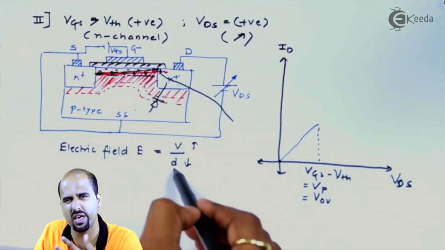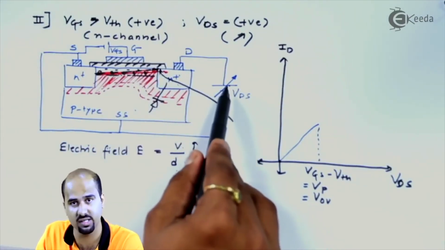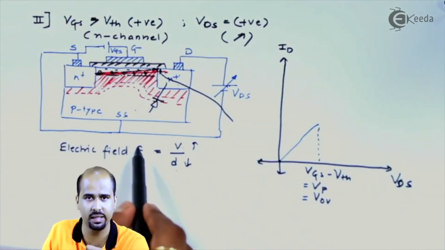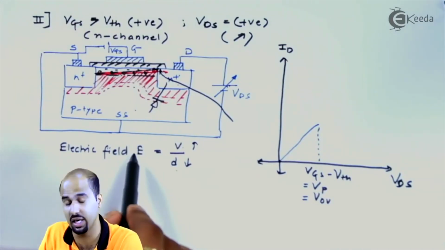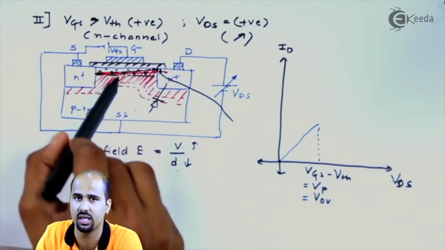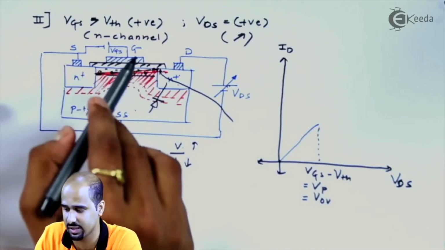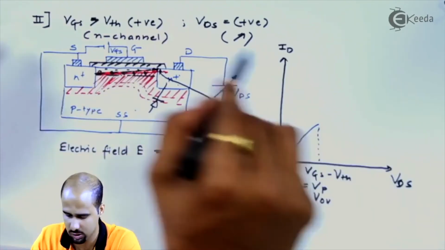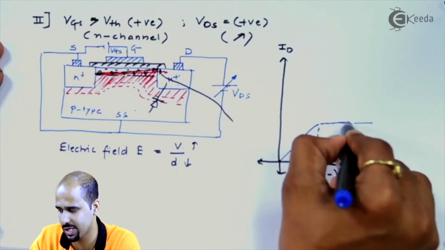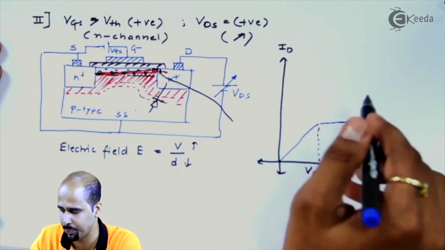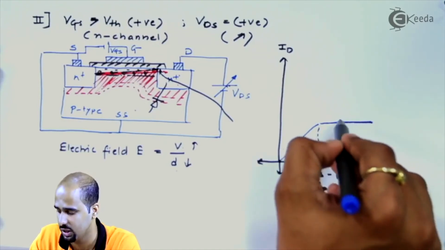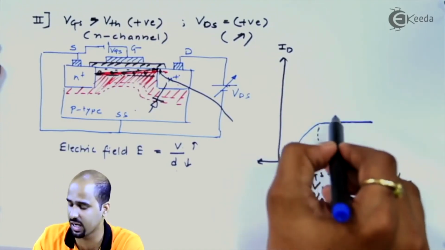So your D is very less, your V value is increasing, and that's why your electric field is very high. In the high electric field, what will happen? The number of electrons jumping towards the drain side will increase. So I can say that here the value of the current will be constant, ideally. I'm saying constant, but ideally. If you see this particular slope, it is very small, but it is not an exactly horizontal line.